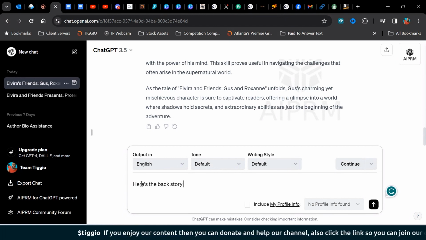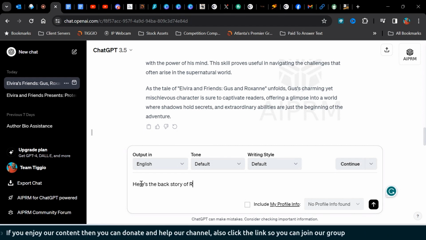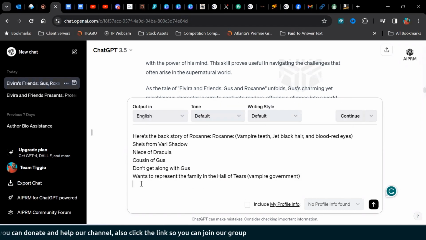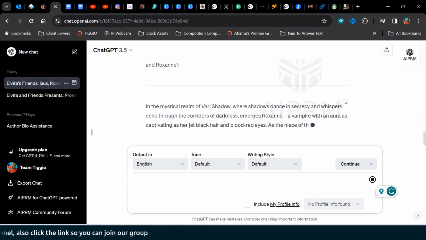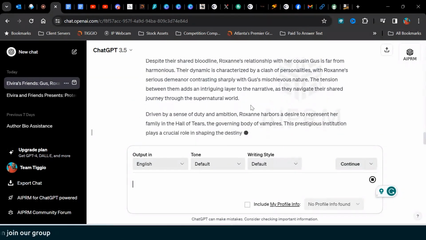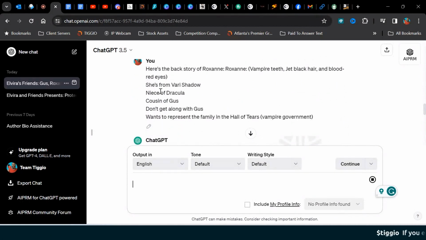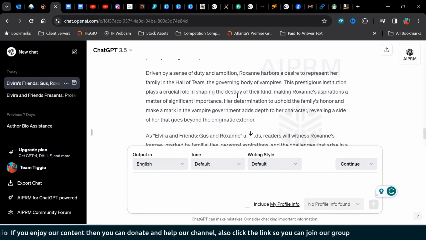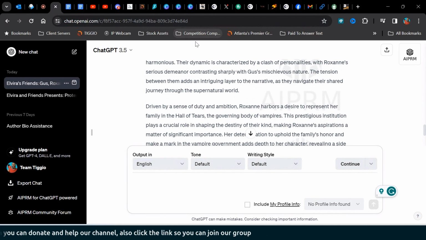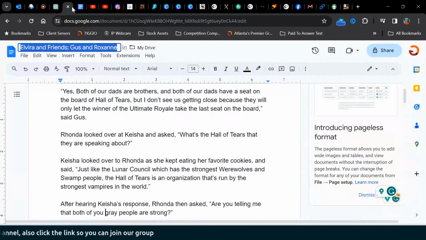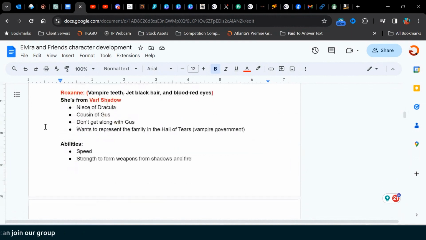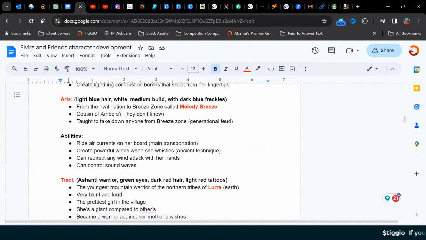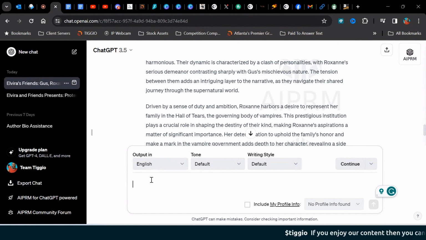Here's the backstory of Roxanne. All right, here we go. So we're putting everything in. She's from Vari Shadow, niece of Dracula, cousin of Gus. Doesn't get along with Gus. Wants to represent the family of Hall of Tears, the vampire government. All right. So now what we're going to do is write their protector birds. Roxanne's protector bird is Serenity.